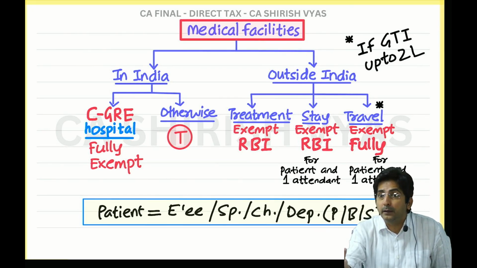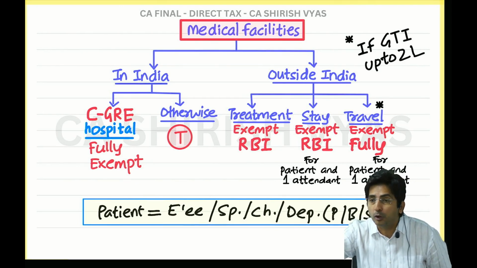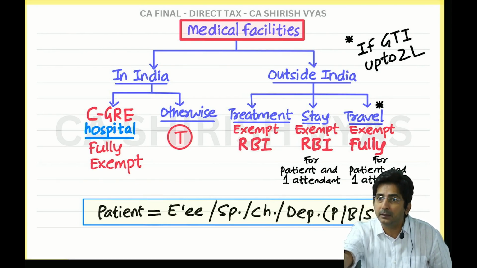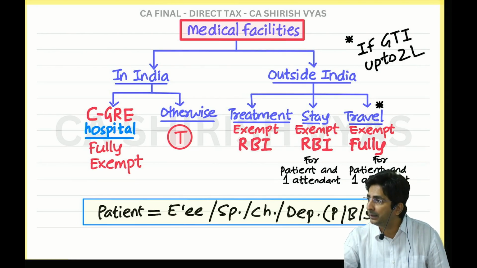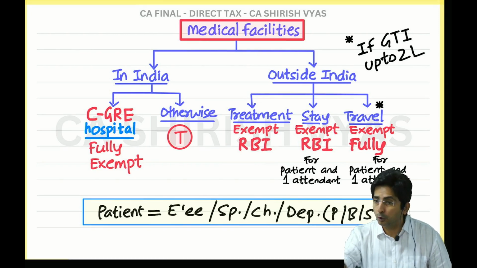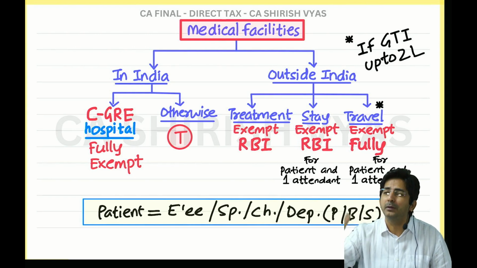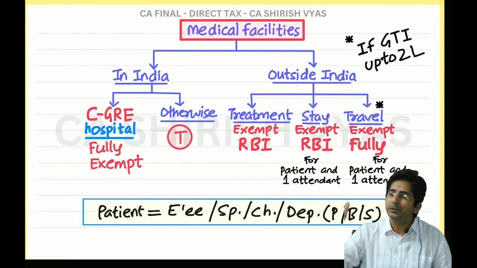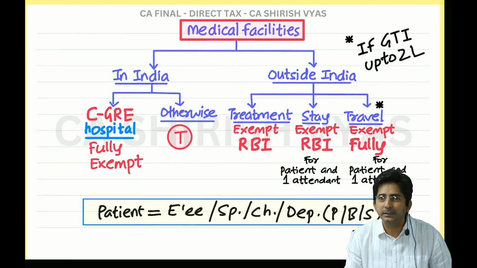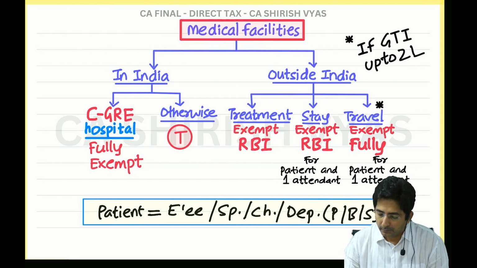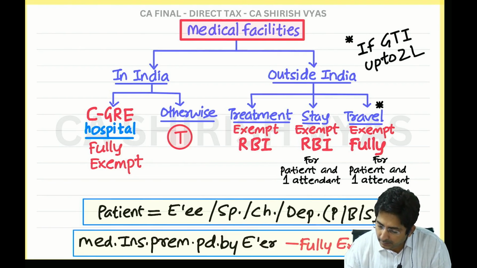Because it's a benefit. You don't have to pay the premium, so your money is saved. Money saved is income earned. So your money is saved. So actually it's an income earned. But government will say okay, exempt. Because this is Mediclaim insurance, which is a necessary thing. So see this, Mediclaim insurance premium paid by employer, fully exempt.